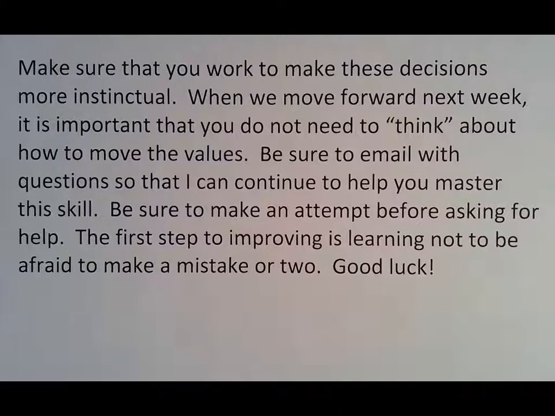The first step to improving is learning not to be afraid to make a mistake or two or three or four. There's going to be a lot of them. And again, once you get over the fact that you're going to get a little frustrated whenever you're learning a new process, I think math becomes pretty easy. It's just that none of us really likes to mess up, myself included. But once you kind of get over it, it's not so bad.